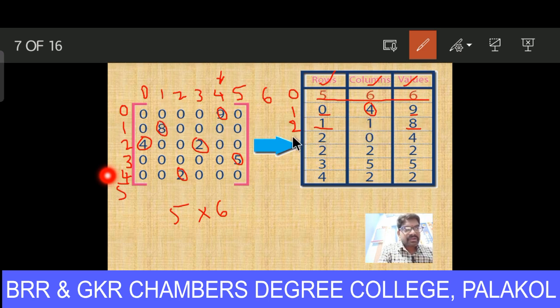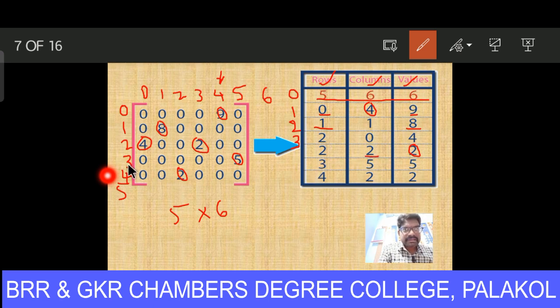Okay. So in the third row, that means 2. So the non-zero value contains which location? 4. The first one is 4, in location 0. And the second row has one more non-zero value, that is 2. So 2 is the value in the second column.